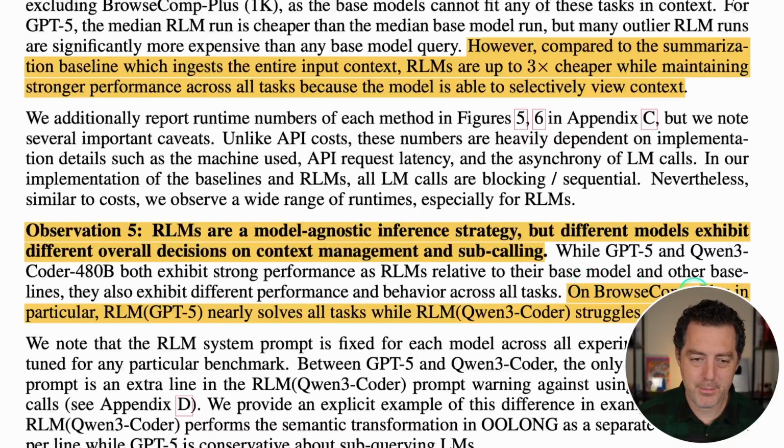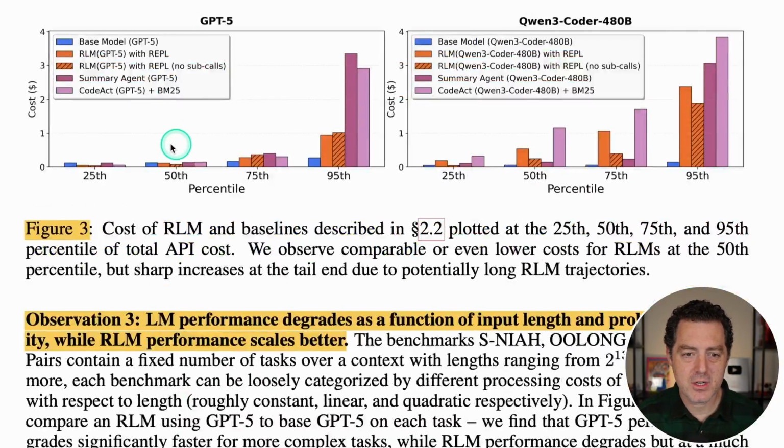So on Browse Comp Plus in particular, RLM with GPT-5 nearly solves all tasks, while RLM Qwen 3 Coder struggles to solve half. So on the left chart here, you can see this GPT-5, and you can see the cost is quite low across the board in the 25th percentile, 50th percentile, 75th percentile, and then all of a sudden in the 95th percentile, we have a massive spike in costs for the summary agent and the code act agent. And we do have a spike for the RLM agent, whereas the base model is very low.